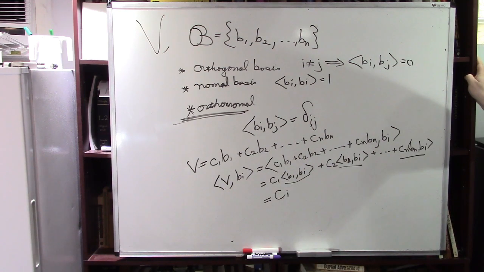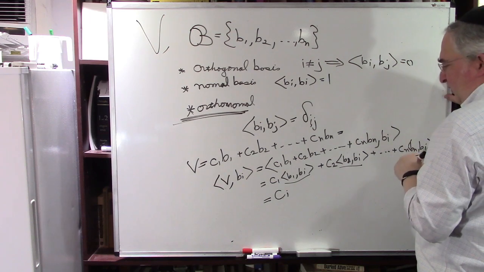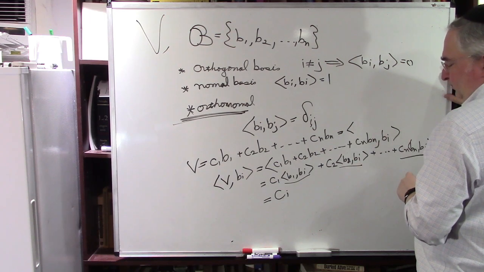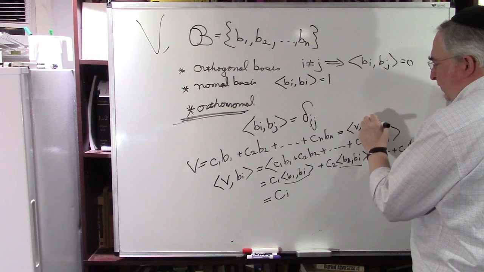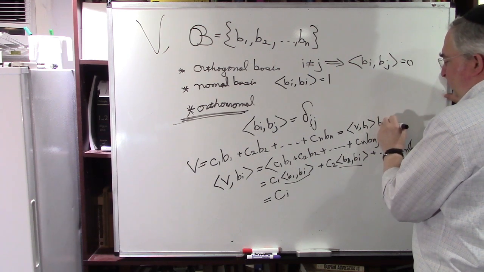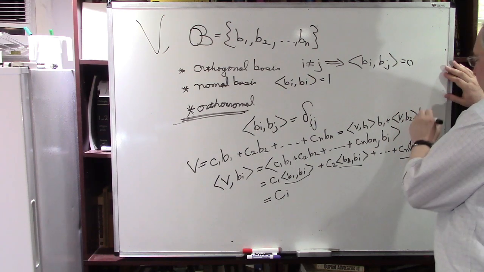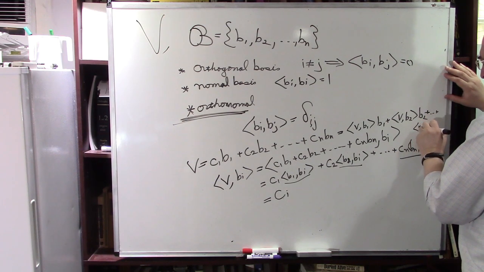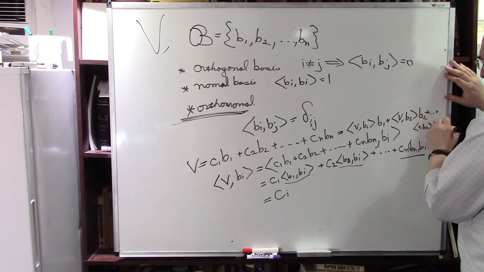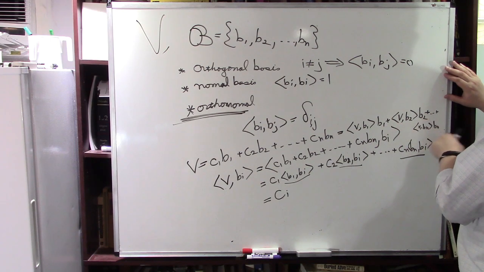Great. So now here's another way of writing v. Let's use this fact. v is equal to the inner product of v and B1 times B1, plus the inner product of v and B2 times B2, plus ... plus the inner product of v and Bn times Bn. In other words, the coefficient times one basis element, the coefficient times another basis element, et cetera.